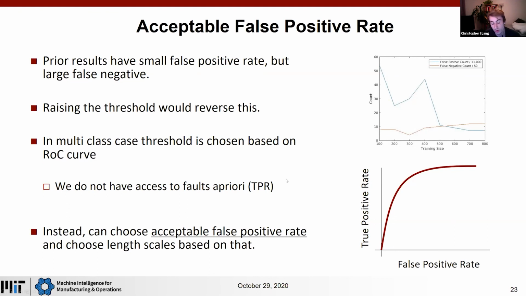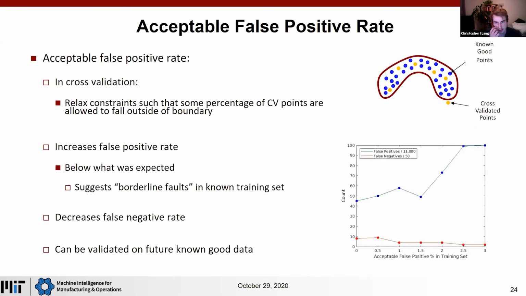So instead, what we could only choose would be an acceptable false positive rate and then choose the length scales based on that. Because we don't know the actual false negatives, or sorry, false positives, we can't use that to inform our decision of where the threshold should be. So what we can do is choose an acceptable false positive rate and then choose the threshold based on that. In practice, this would mean choosing a different set of length scales for the model.